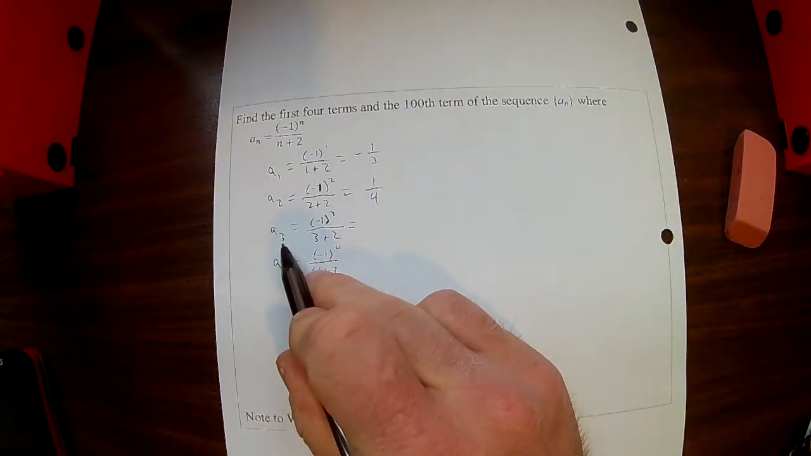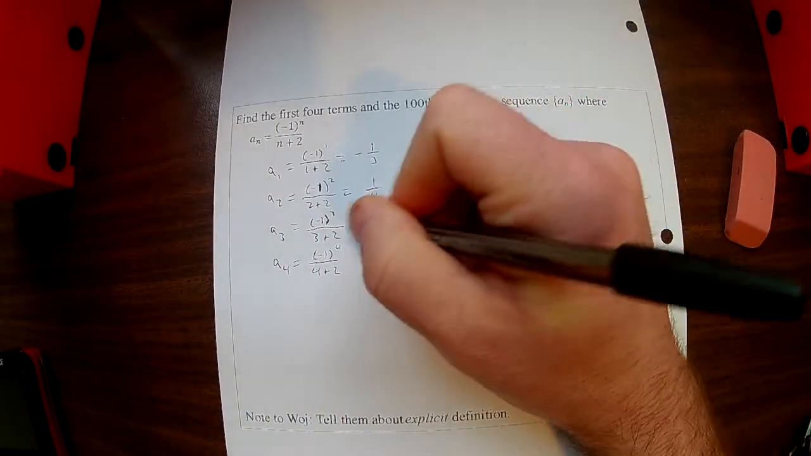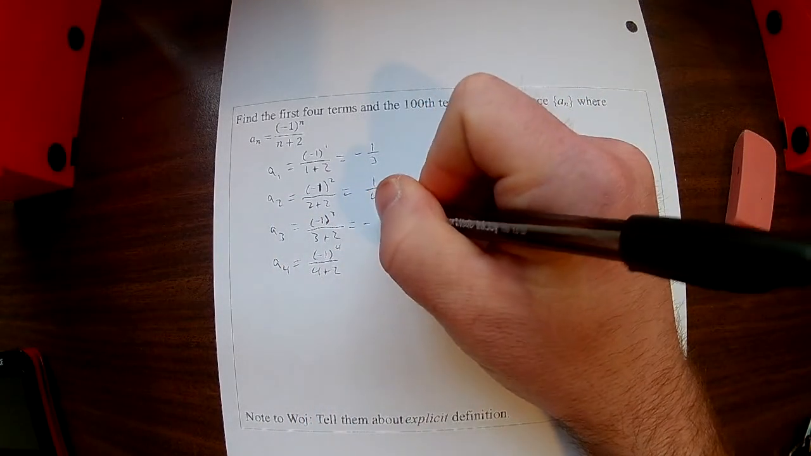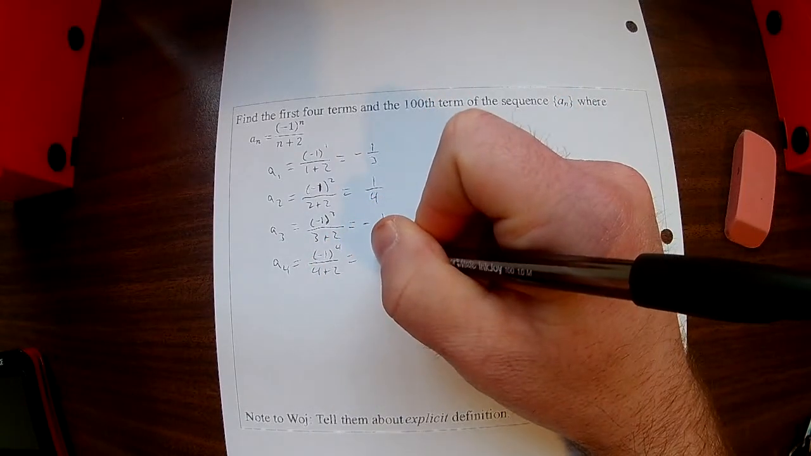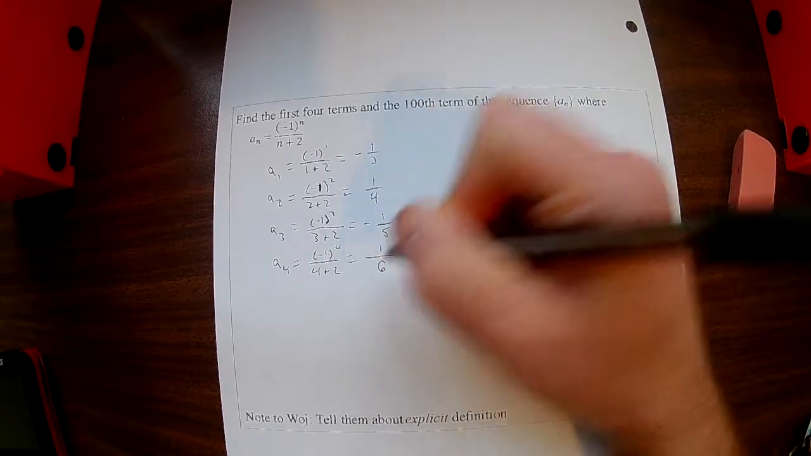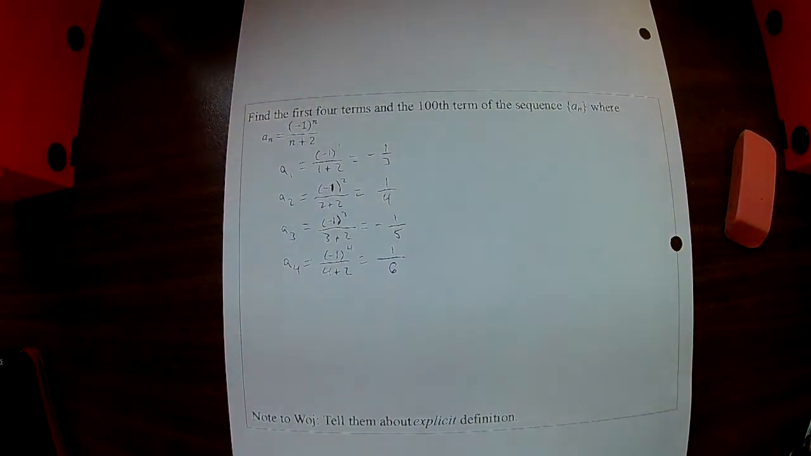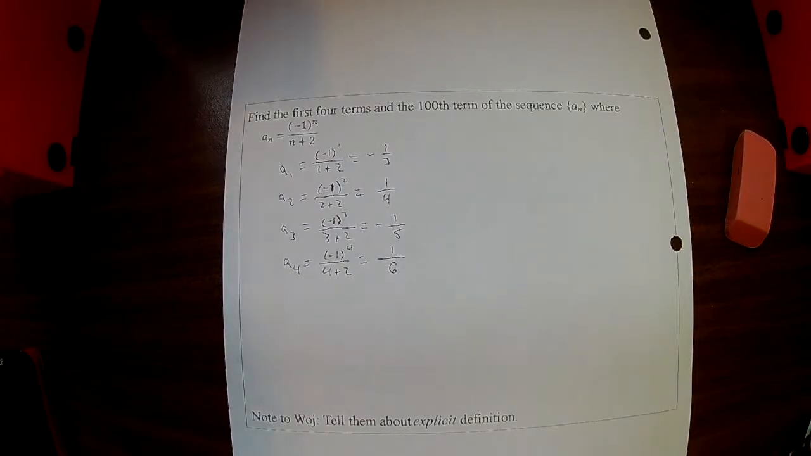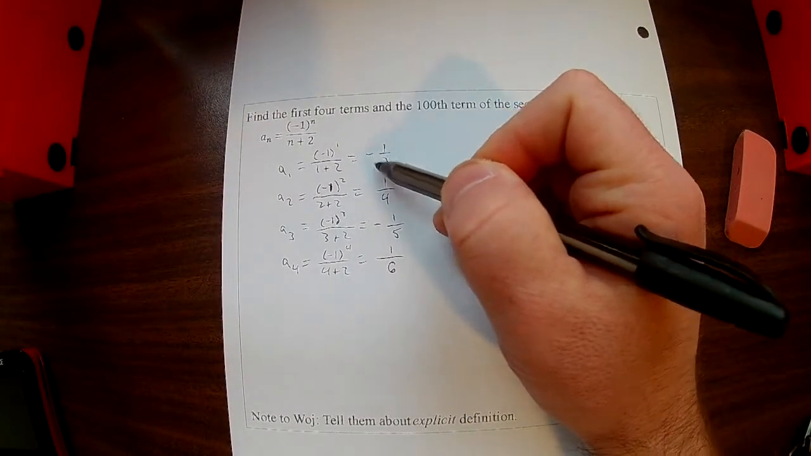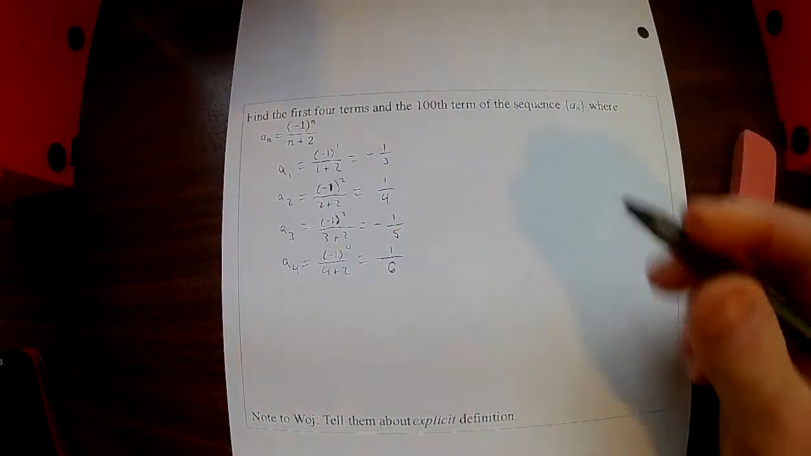And -1 to the 3rd is -1, so -1/5 is what we have here, and -1 to the 4th would be +1/6. So this introduces our first idea of an alternating sequence. Alternating because the signs alternate between positive and negative.